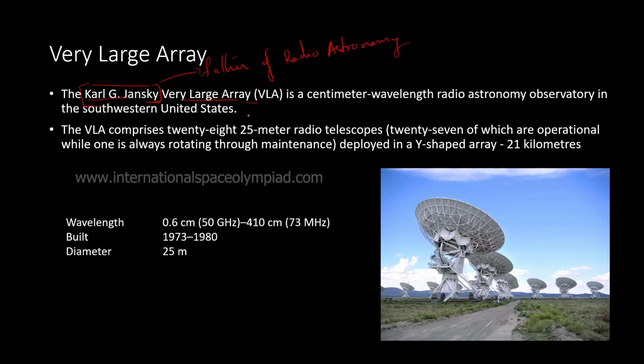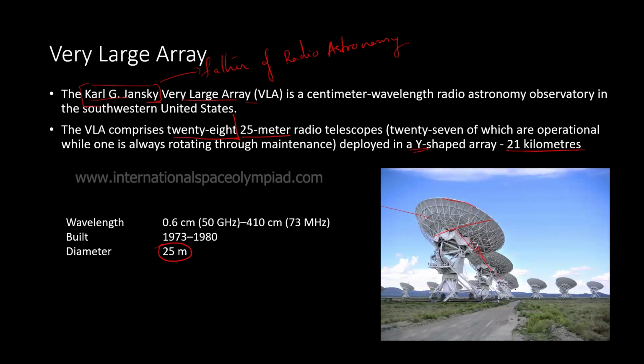Okay, so it is named after him, and most popularly it is known as the Very Large Array, or VLA. A single dish is 25 meters, and there are 28 of them arranged in a Y shape. Okay, and it spans a size of some 21 kilometers.